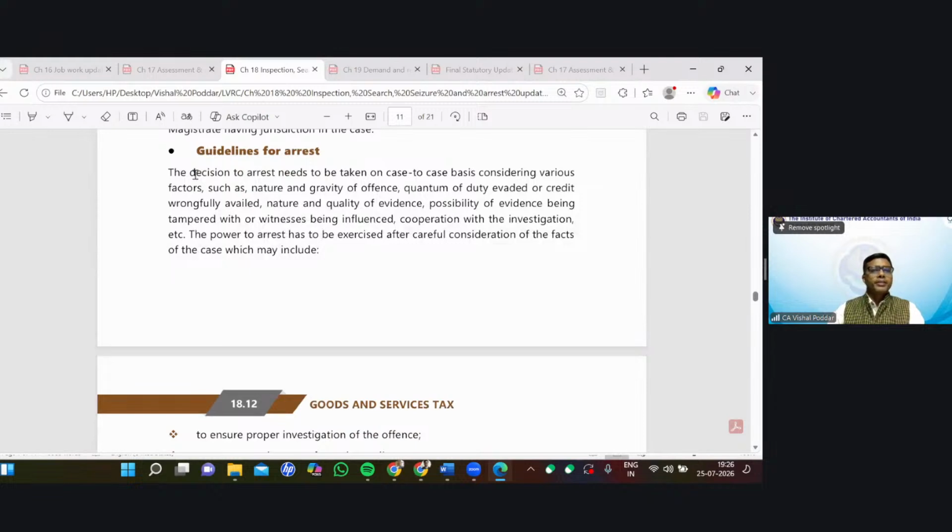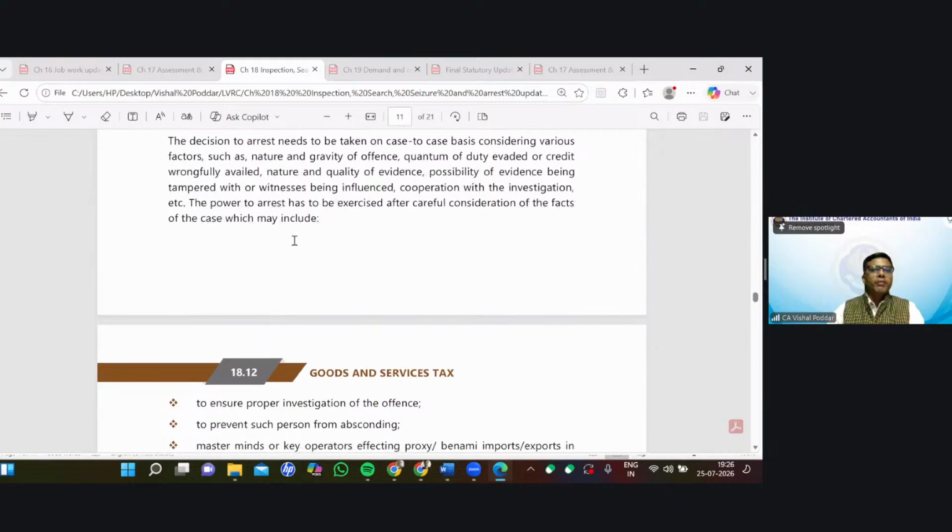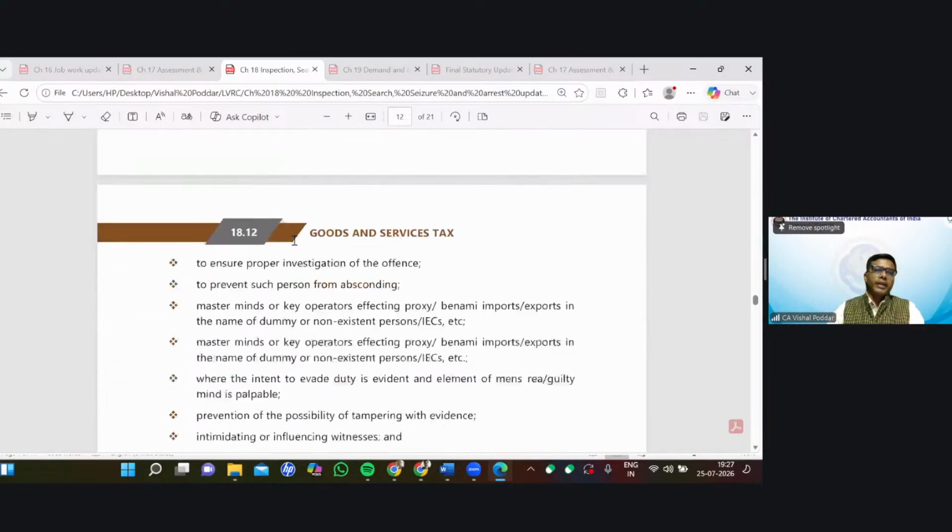What are the guidelines? The decision to arrest needs to be taken on a case-to-case basis, considering different factors such as nature and gravity of offense, quantum of duty evaded or credit wrongfully availed, nature and quality of evidence, possibility of evidence being tampered with or witnesses being influenced, and cooperation with the investigation. The power to arrest has to be exercised after careful consideration of the facts.